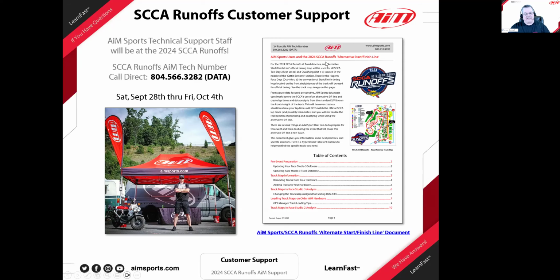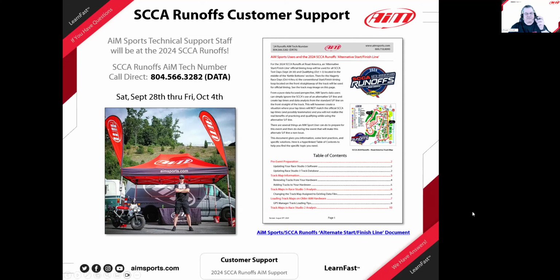This document on the right, if you're going to be there: the SCCA is using an alternative start-finish line, and what that entails is possibly that you want to run your start-finish line in your AIM devices at the same spot that they are providing lap times from. I've put together a document. There's a link down here that you can click on if you get the PowerPoint from this presentation. Matt has also included it in the chat, and if you're watching this later on YouTube, it'll be in the description.